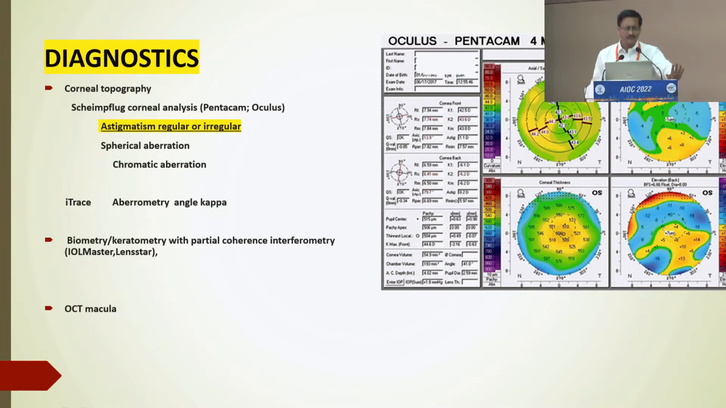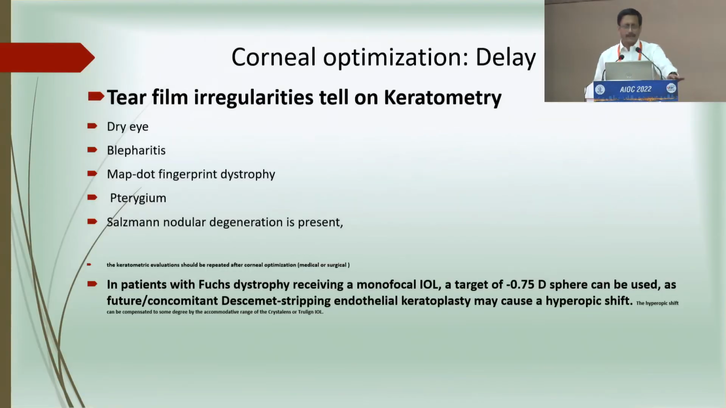So some diagnostics you need to do, and we will go one by one. You have to optimize the corneal surface before you take up surgery. Like pterygia: if you remove the pterygium, wait for 1.5 months, then do a repeat keratometry, and then go in for a cataract operation, even a regular cataract operation. Dry eye, blepharitis, map-dot-fingerprint dystrophy, Salzmann's, granular dystrophy, all these things need to be taken care of.